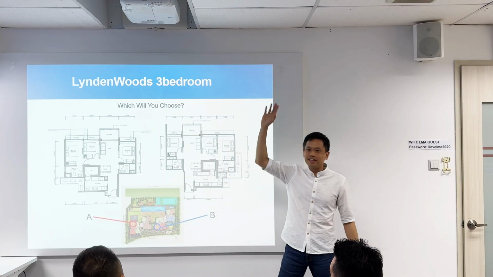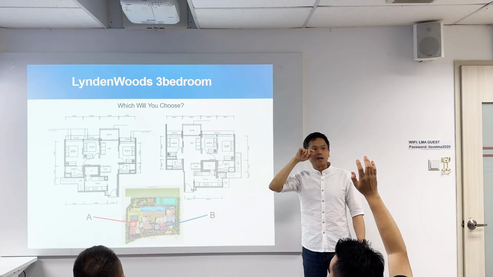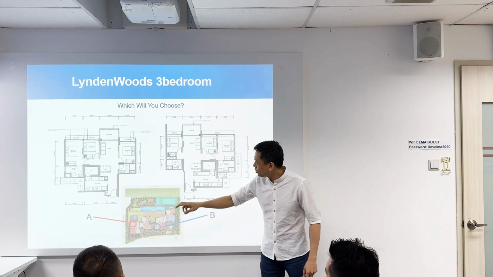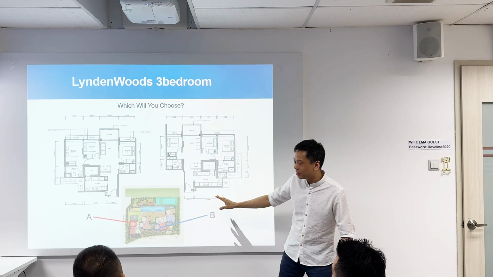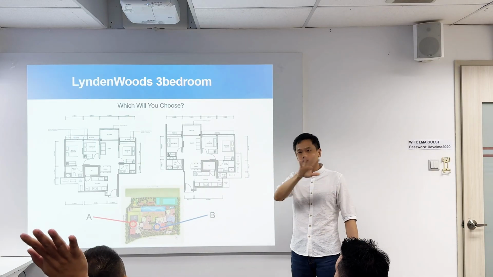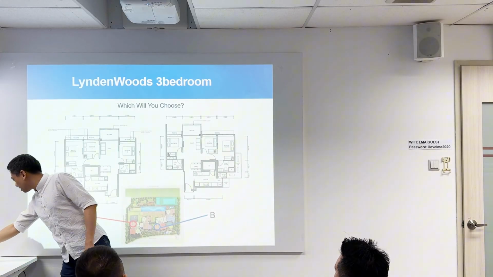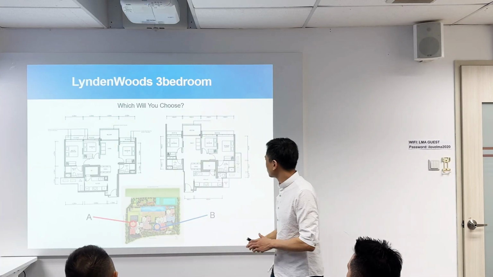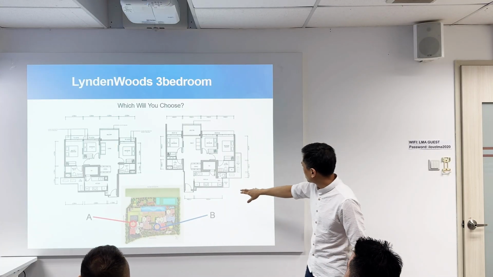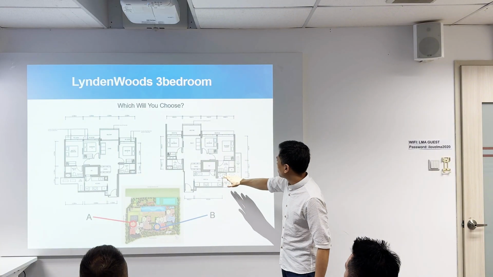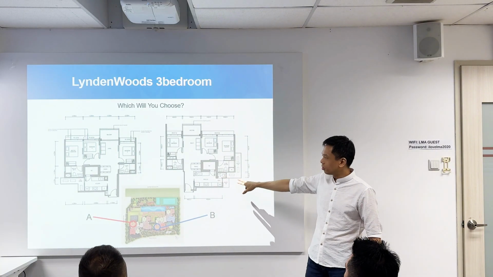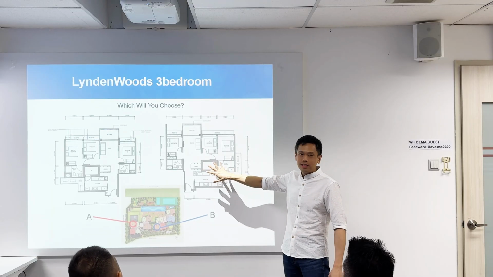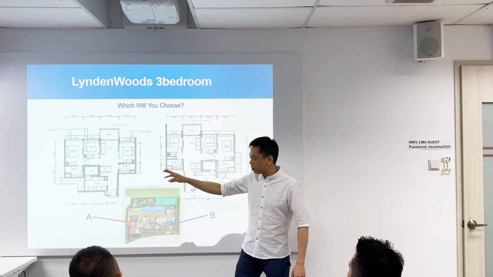How many choose A? 1, 2 only, 2, 3. Oh, okay, 3 for A. And B, who chooses B? Wow, so many. Okay, so the majority is B. Okay, we ask, why do you choose B? The third toilet is in the kitchen. The small toilet, that one. Okay, so because of the yard. So for him this is probably for a slightly bigger family, right? Or a helper. Who chose A just now?